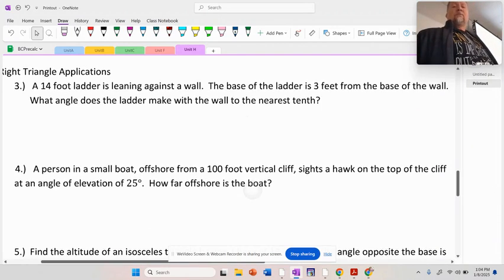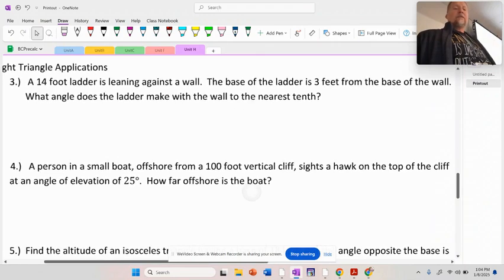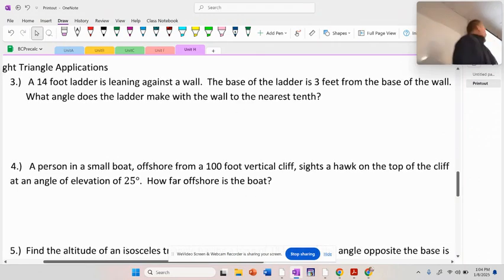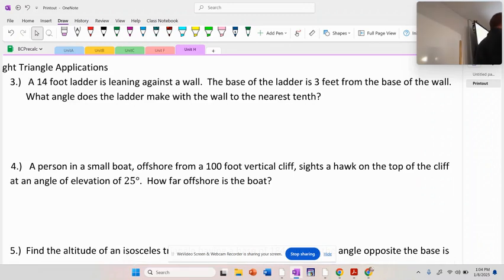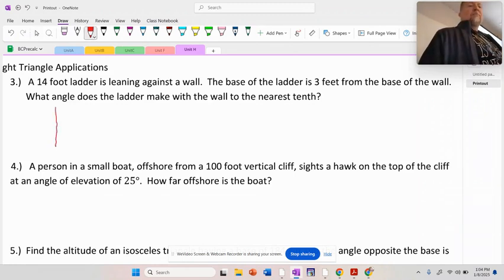Okay, now this always blows my mind. This is like reading, I guess. A 14-foot ladder is leaning against the wall. You got to be able to draw that. So I'm not going to draw the ladder, but I am going to draw a wall. And here are our assumptions we have to know about the wall. We have to know that the wall is not the leaning tower of Pisa.